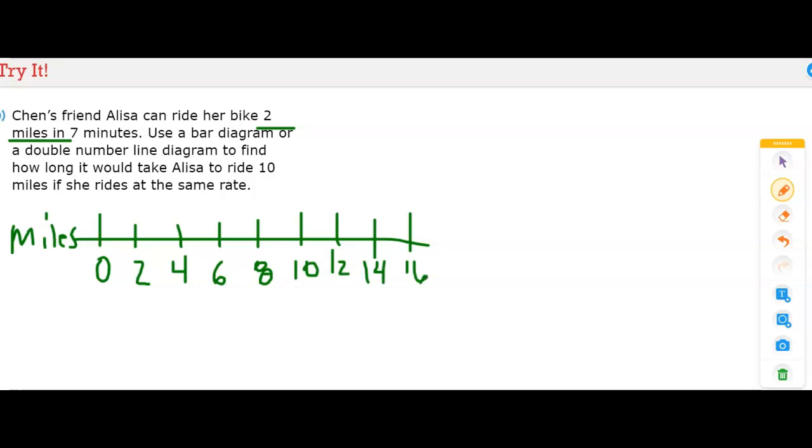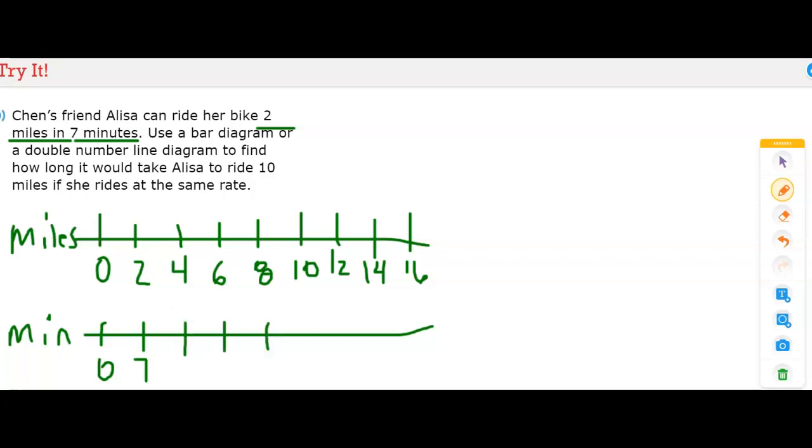And then we need our second number line, which is going to represent the minutes. So again, starting at 0. It says 7 minutes in the 2 miles that she did. It took her 7 minutes, so the first tick mark should represent that. So for 2 miles, she did it in 7 minutes. Every tick mark after, we're counting by 7s. I'm going to have the same number of tick marks as I do for miles. I'm going to put one here, here, here, here, here, here, and here. And I'm going to count by 7s.